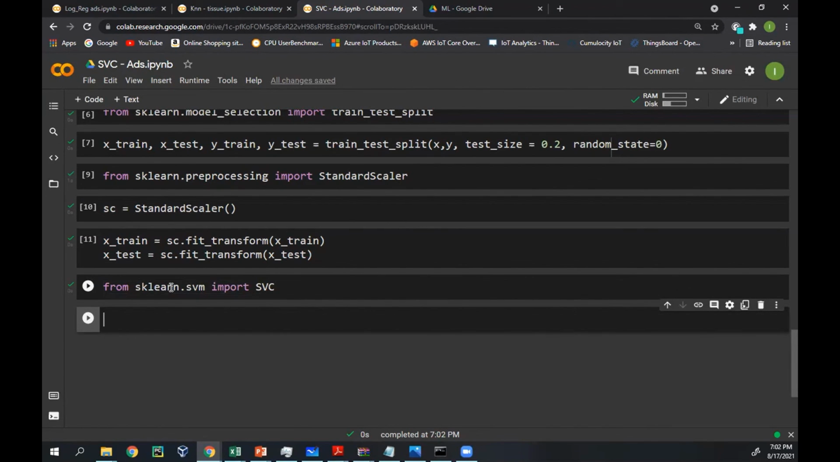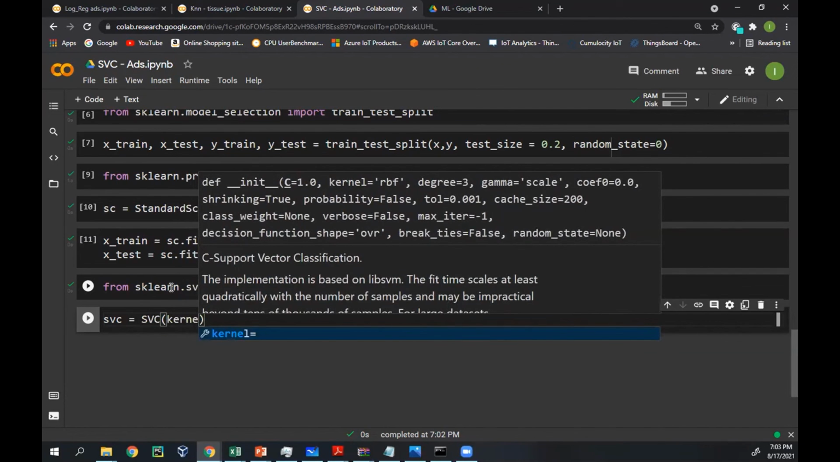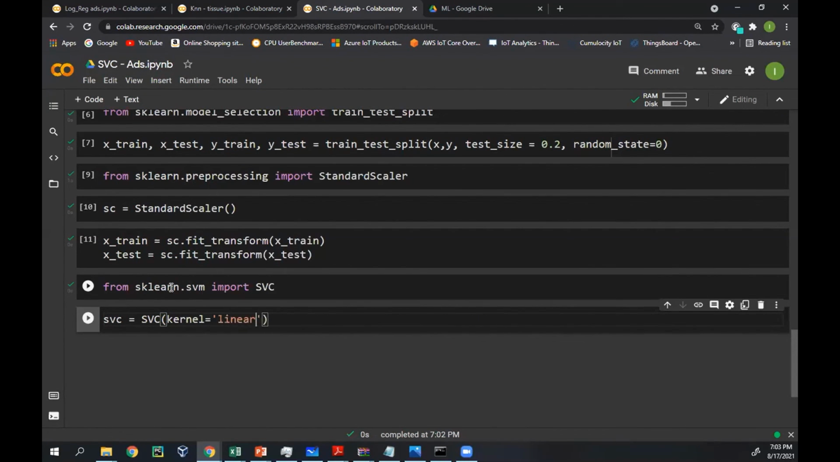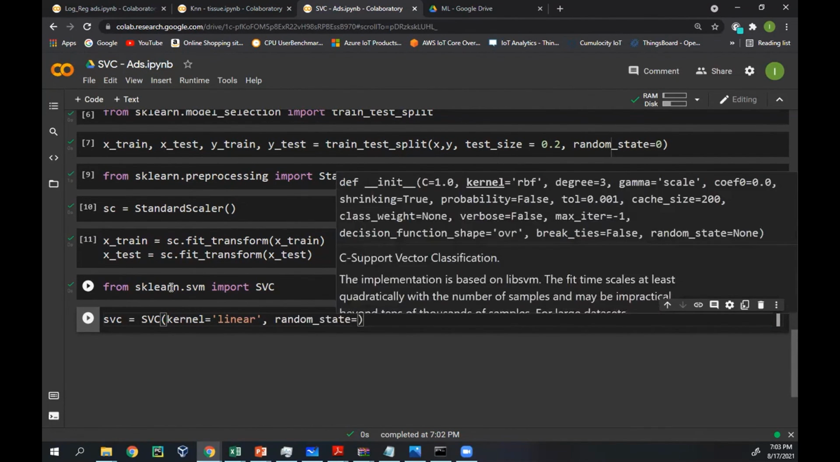Now the class name itself is SVC, but I'm going to write my object name in lowercase. That is svc in lowercase, and then I'm going to say svc is equal to SVC, and then the kernel. You can see here, guys, you just have to mention the kernel here. By default it's RBF, but let me explain what the difference is. Let's say I'm going with linear, and then the random state over here also has to be 0.